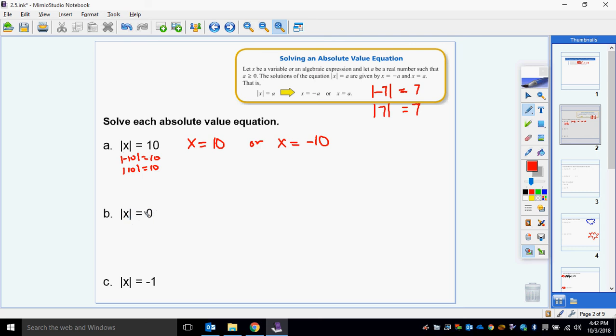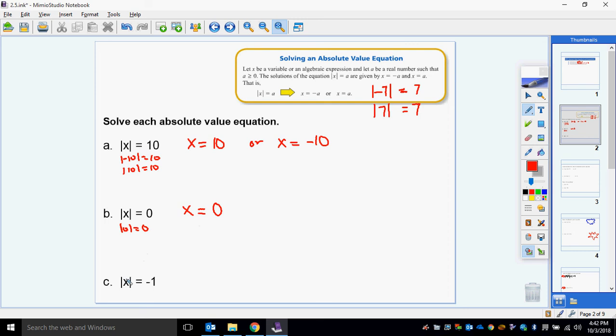The absolute value of x equals 0, so you're trying to figure out what numbers could you plug in for x, and when you take the absolute value, you get 0. Well, there's not a negative version of 0. There's only one possible answer that you could plug in here, and it would be 0. The absolute value of 0 is the only number that would give you 0.